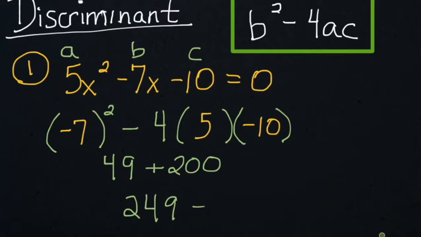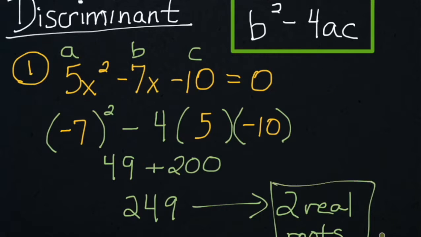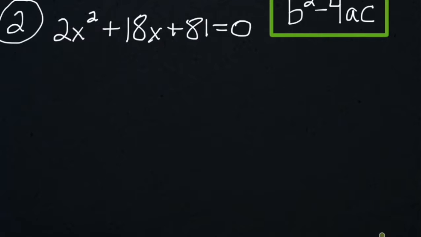Okay, but that is not our answer. Our answer is that because it's positive, we know that we have two real roots. That is the answer we're looking for. How many and what type? Two real roots.